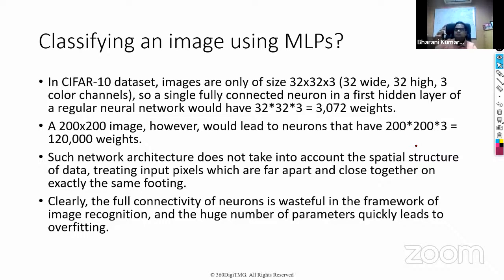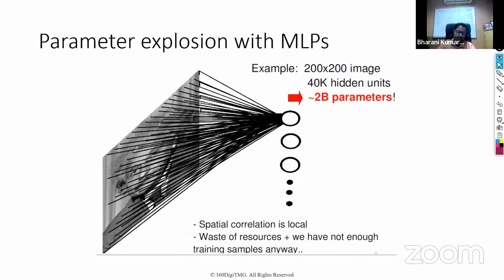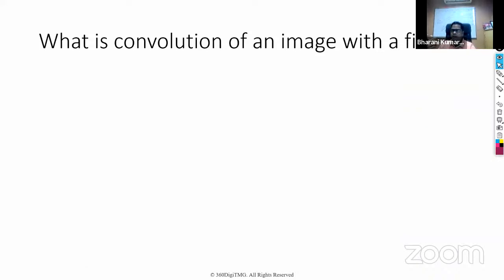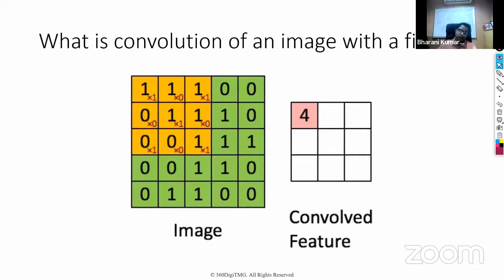So two challenges. One is the number of weights explode, and another is the full connectivity of neurons is wasteful. So like this, if there is an image, you connect all the neurons to all the neurons in your hidden layer. That's even more wasteful. So the spatial correlation is actually global if you take everything. It's wasteful of resources. Hence, people thought we need a different architecture to deal with images. And that gave rise to one of the world-class algorithms called as convolution neural network. And convolution is an operation which you perform on an image. Suppose you have an image of size 5 by 5.